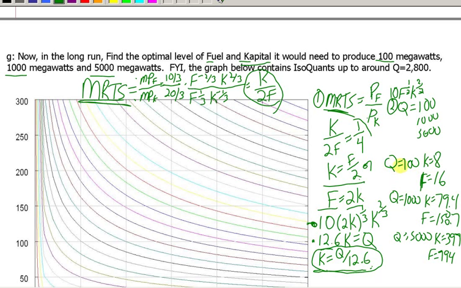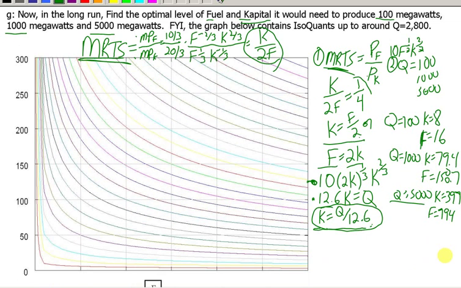For 100 units of output, K equals 8, F is 16. For 1,000 units of output, K is 79.4, F equals 158.7. I rounded the 8 and the 16. These are actually 7.9 something. And then for 5,000 output, again, kind of rounding, K is about 397, and the amount of fuel is about 794.